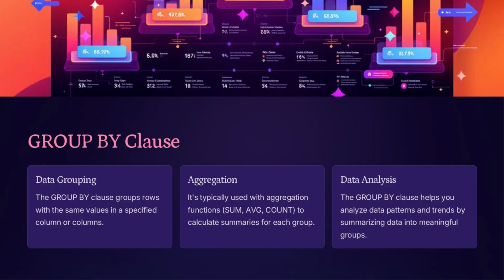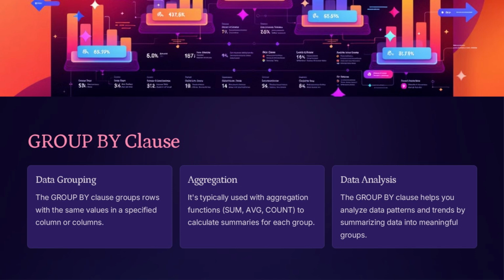The GROUP BY clause is a powerful SQL feature that allows us to group rows with the same values in one or more columns. This grouping is often used in combination with aggregation functions like SUM, AVG, and COUNT to calculate summaries for each group. Grouping data in this way enables deeper data analysis, allowing us to uncover patterns and trends by summarizing the data into meaningful groups. The visual on this slide illustrates how the GROUP BY clause can divide data into distinct groups, which are highlighted with different colors and arrows.